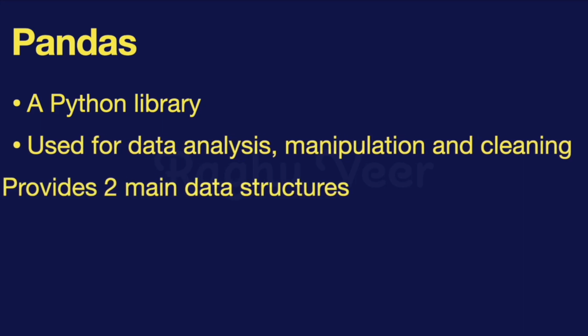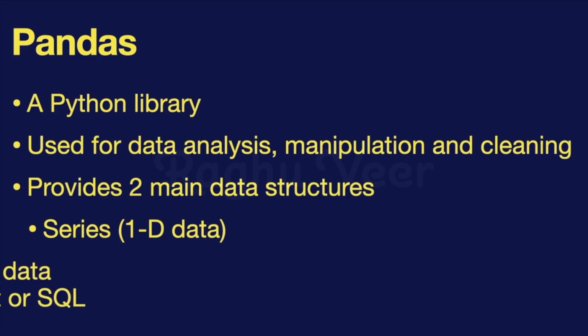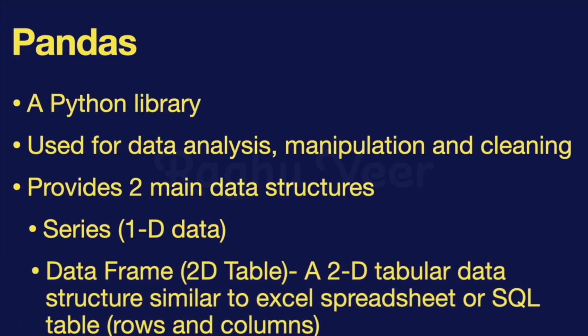To do this, pandas provides two main data structures. For one-dimensional data, it provides a series data structure, and for two-dimensional data, like an Excel table or a CSV file with rows and columns, it provides a data structure called data frame. So data frame is a two-dimensional table-like structure in pandas. It stores rows and columns similar to an Excel sheet or SQL table or CSV file. It is powerful for data analysis, data cleaning, and data manipulation.